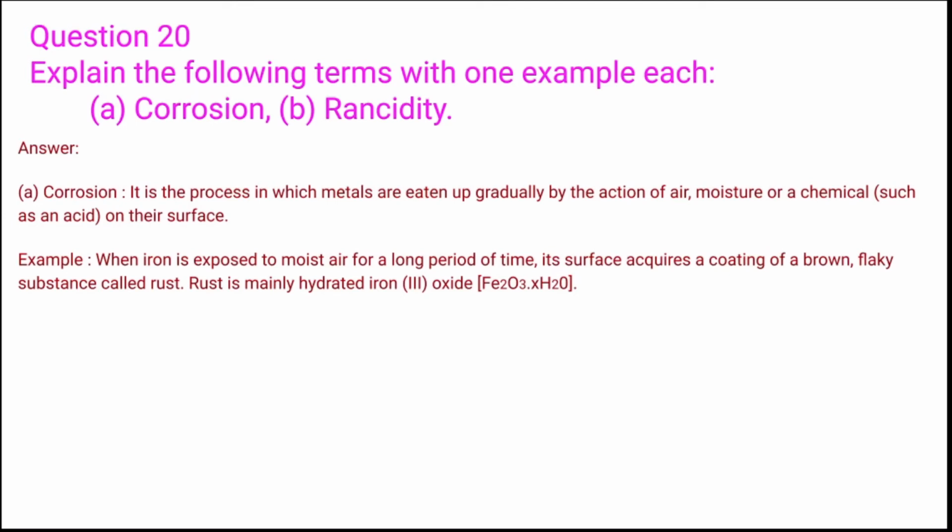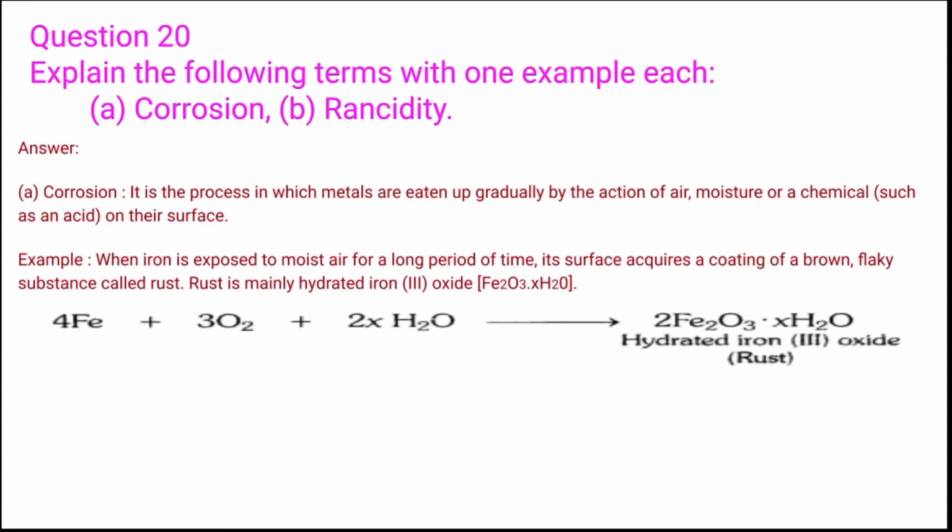Rust is mainly hydrated iron oxide, that is Fe2O3.xH2O. The reaction for the rusting is 4Fe plus 3O2 plus 2xH2O gives 2Fe2O3.xH2O, that is hydrated iron oxide is produced, that is the rust.